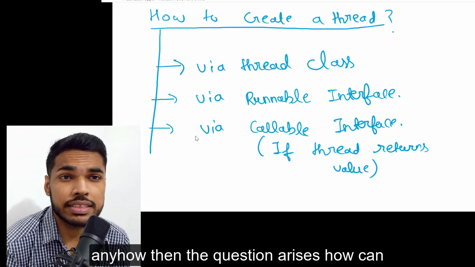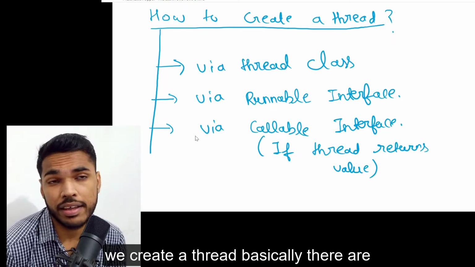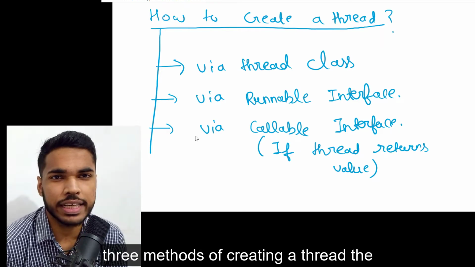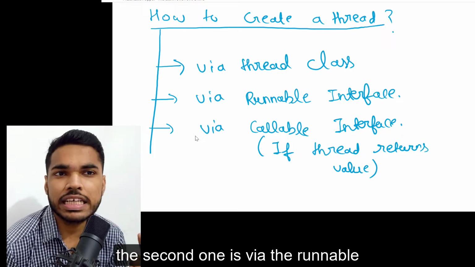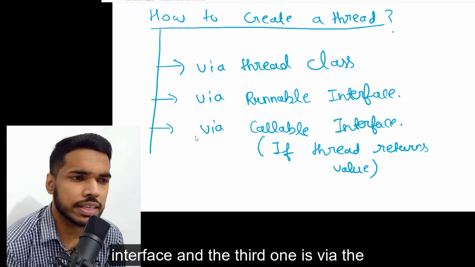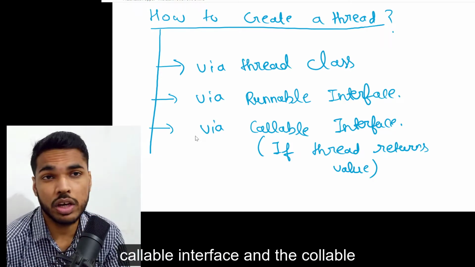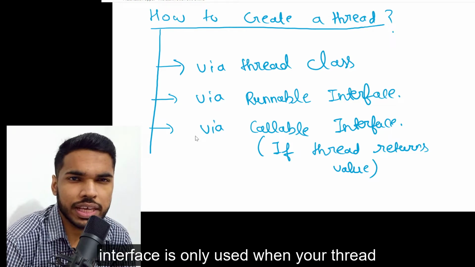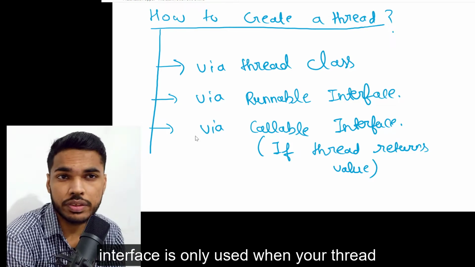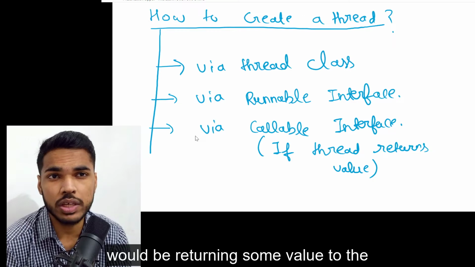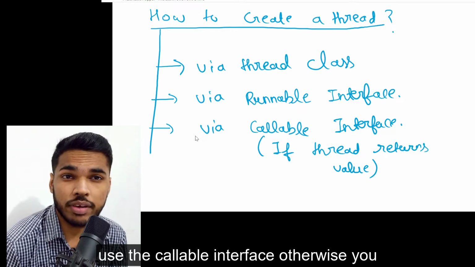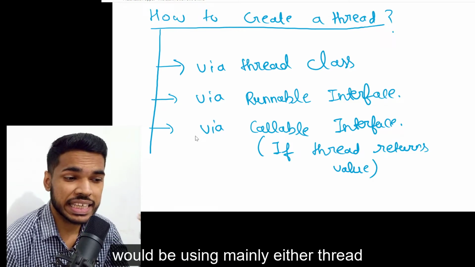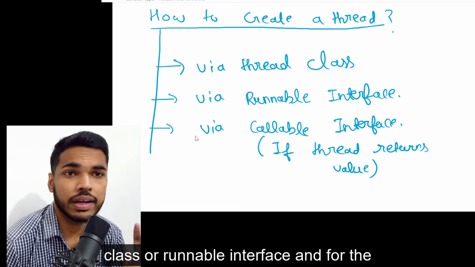Then the question arises, how can we create a thread? Basically, there are three methods of creating a thread. The first is via the Thread class. The second is via the Runnable interface. And the third is via the Callable interface. The Callable interface is only used when your thread would be returning some value to the main thread. Only then do you need to use the Callable interface. Otherwise, you would mainly use either the Thread class or the Runnable interface.